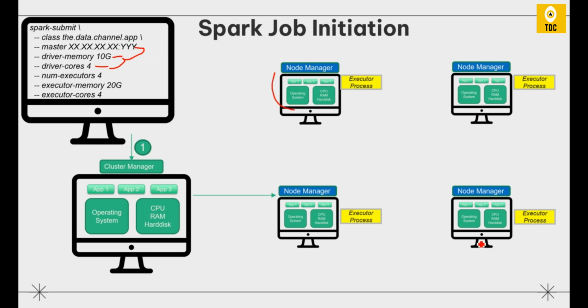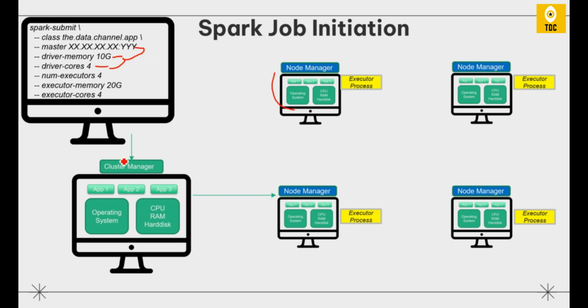So 1, 2, 3, 4. So that's why the number of executors is four, and I want to utilize all these four executors. In each executor node, I want to utilize 20 gigs, and in each of these executors, I want to utilize four cores. So that is the configuration when you're submitting the job, right?